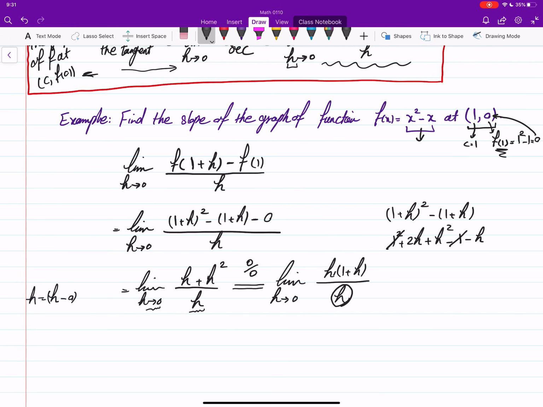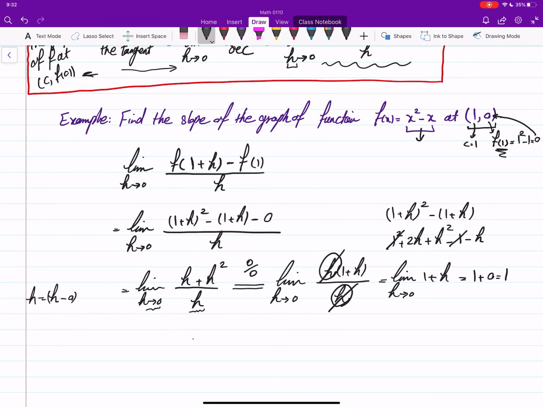This is the vanishing factor. This is the vanishing factor. Cancel those and you get the limit of 1 plus h as h goes to 0. We resolved the 0 over 0. This is just a polynomial, 1 plus h goes to 1 plus 0, which is 1. Well, we found the limit of this.